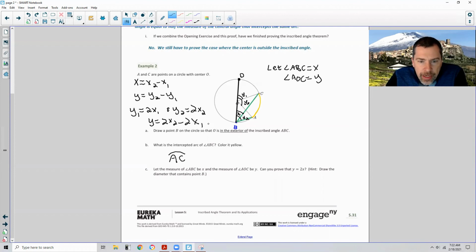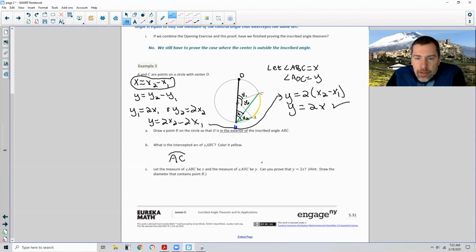If I factor this out, let me bring this over here, that will give me Y equals, if I factor out a 2 here, 2 times X sub 2 minus X sub 1. And X sub 2 minus X sub 1 is X, so therefore Y equals 2X. And we just have shown that Y equals 2X.